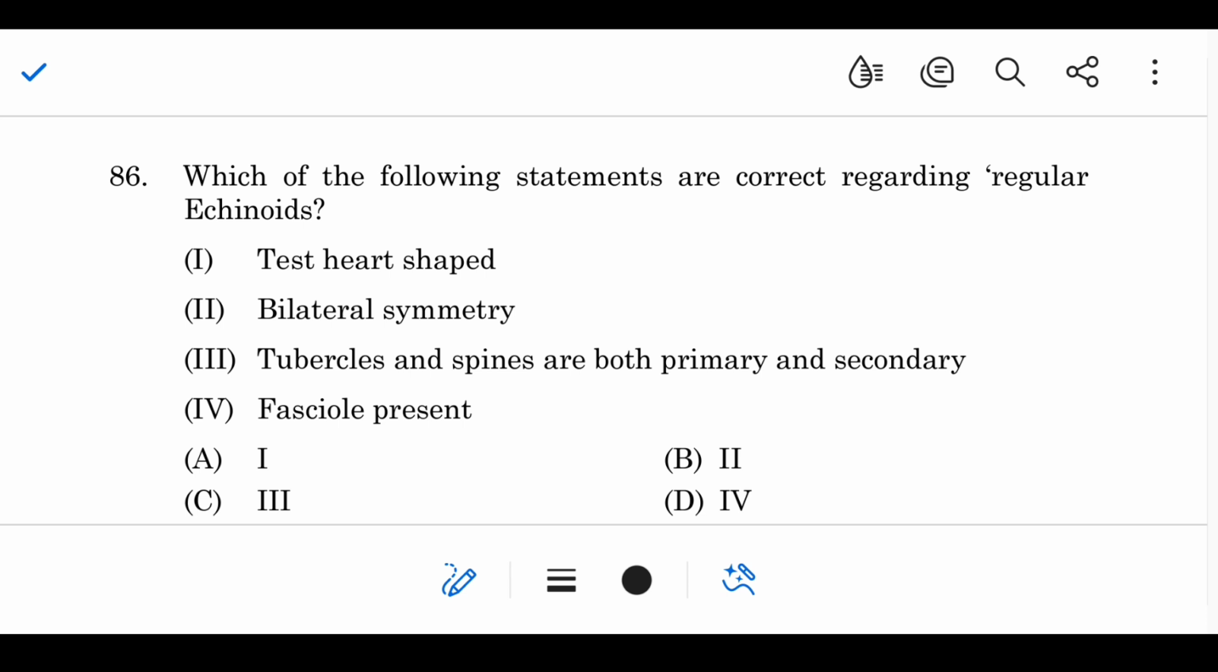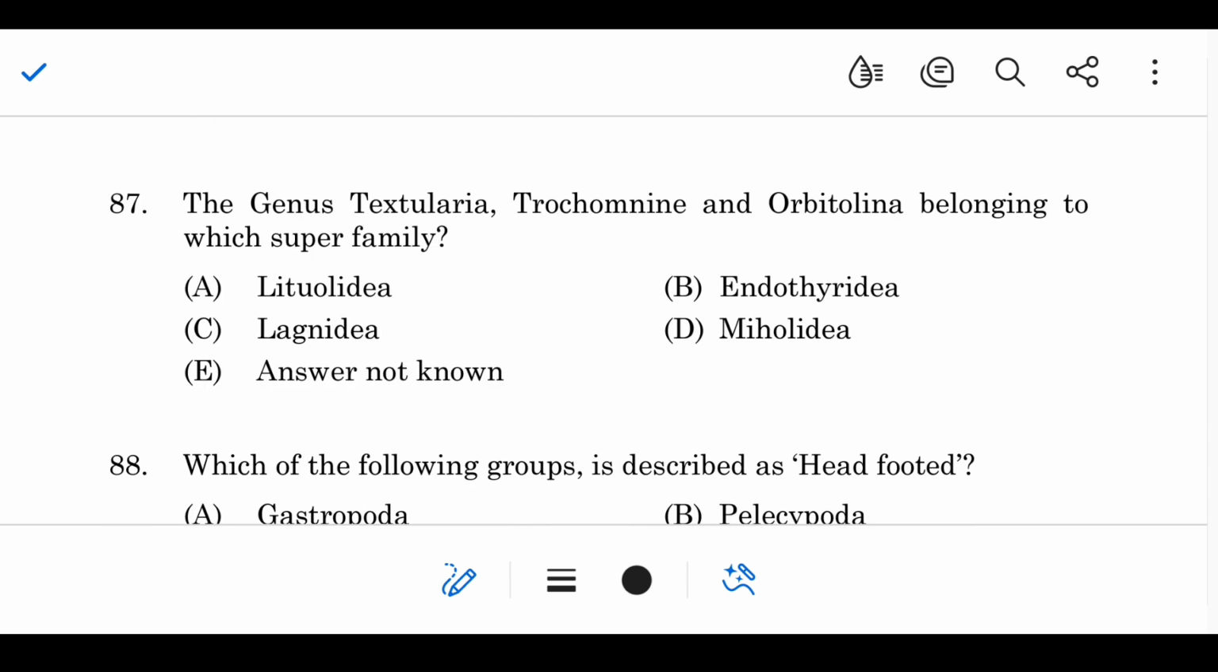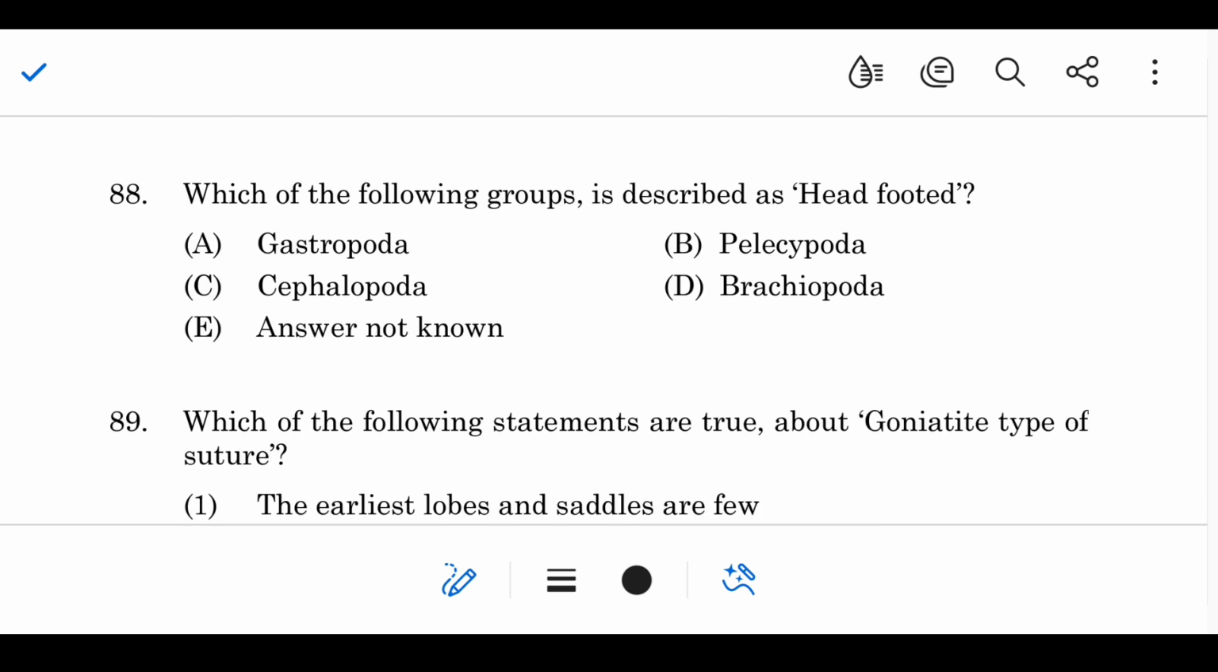Okay, 86th question: which of the following statements are correct regarding regular echinoids? Test heart shape, no. Bilateral symmetry, no. Tubercles and spines are both primary and secondary. Is the fossil correct? No. Okay, only 3 is correct. 87th question: the genera Textularia, Trochammina and Orbitolina belong to which supergroup? Lituolida. Okay.